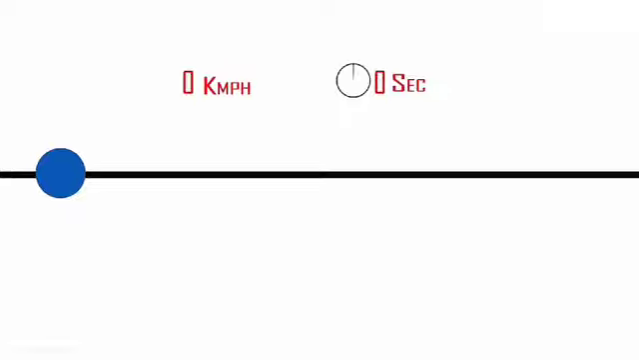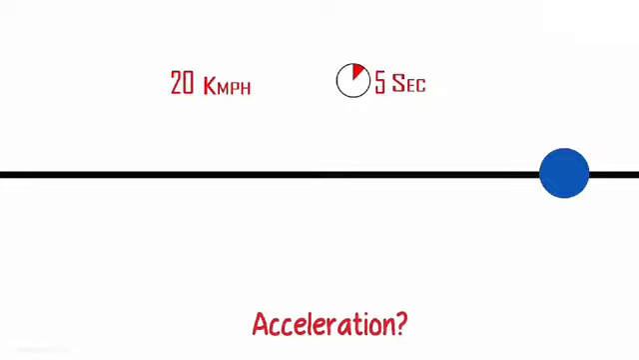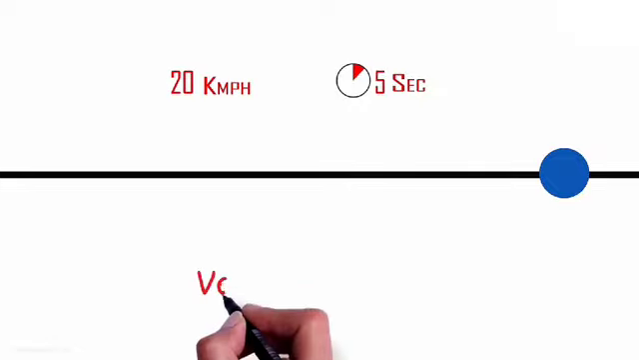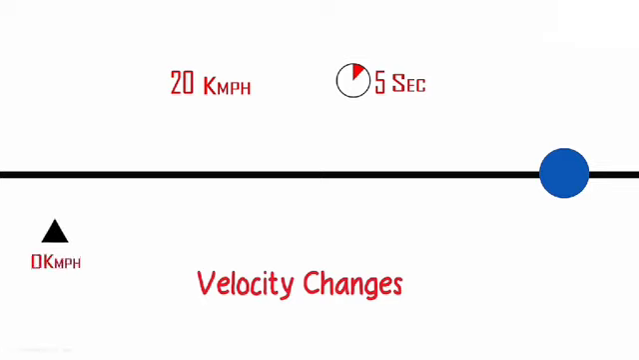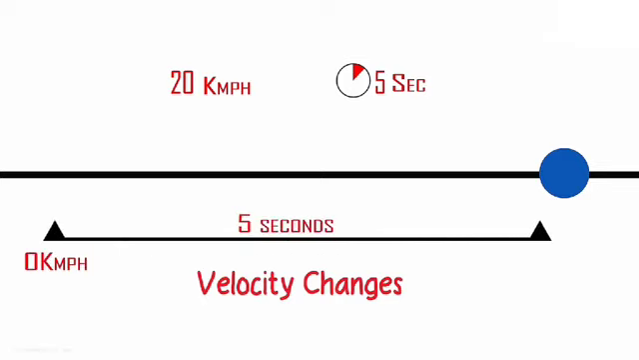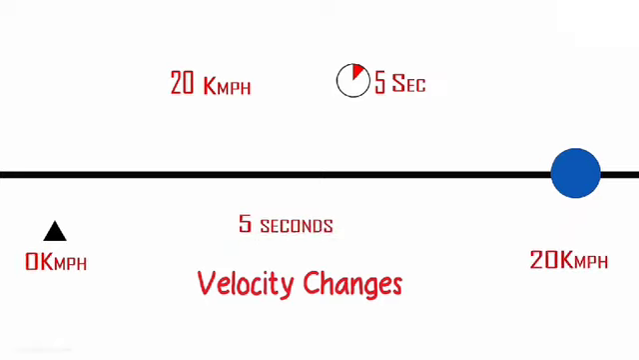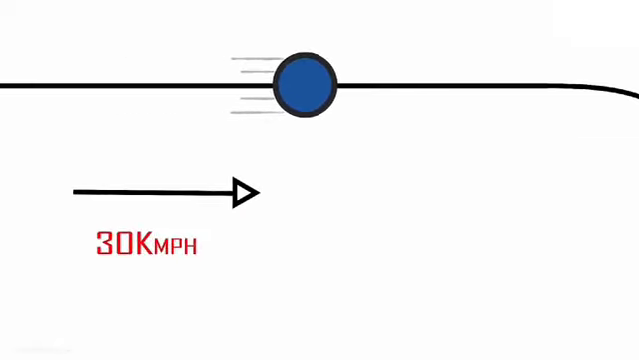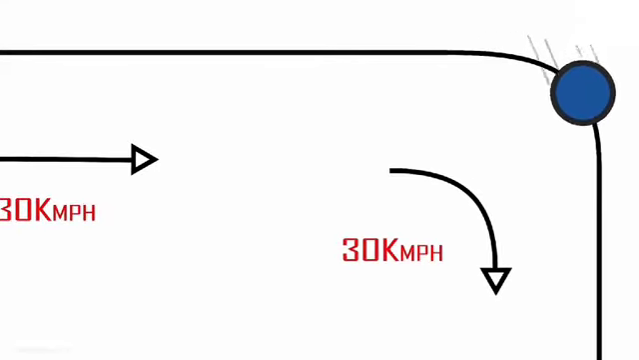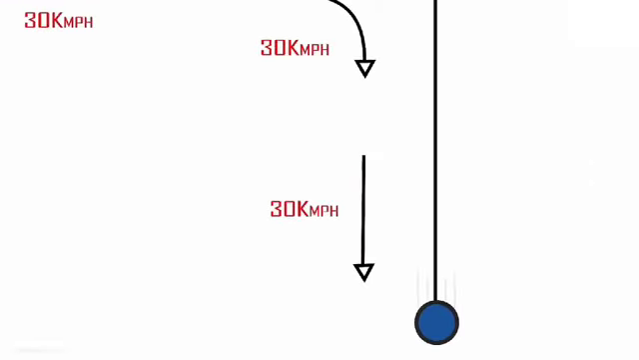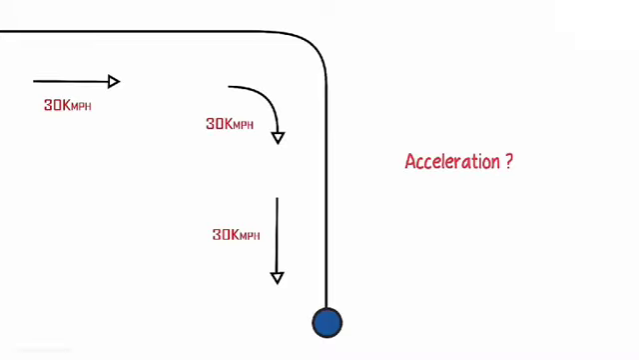Do you remember what velocity is? It's speed with direction, and it's hence a vector quantity. Why is this important? Let's say a body moves from rest and reaches a velocity of 20 kilometers an hour in 5 seconds. Will acceleration be involved here? Yes, because the velocity is changing. It was 0 initially and at the end of 5 seconds, it's 20 kilometers per hour. In another scenario, assume that a body is moving at 30 kilometers an hour and then it turns right at 30 kilometers an hour and continues traveling at the same speed of 30 kilometers per hour. Will there be acceleration in this case?